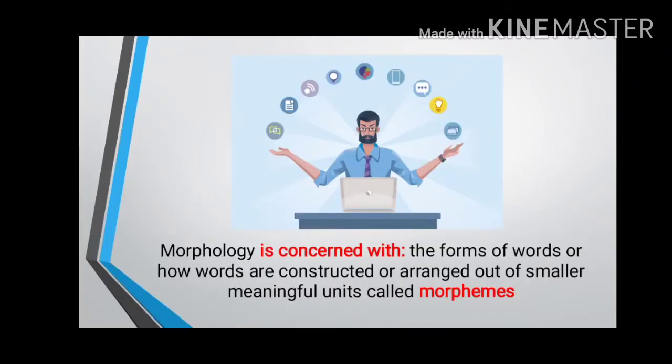So previously we have discussed the definitions of morphology. Then we understand that morphology is concerned with the form of words, or how words are constructed or arranged out of smaller meaningful units called morphemes. So we understand the term morpheme here as material to build something bigger, that is called words.